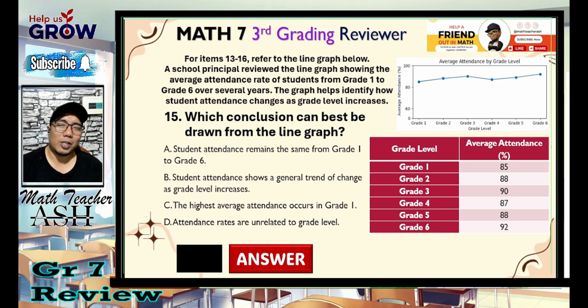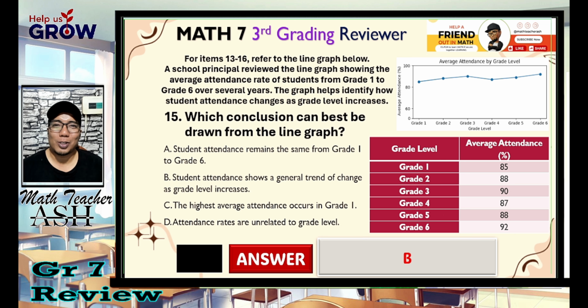Okay, my dear math learners, so as you can see here, we have from 85 to 88, 88 to 90, then it declines somehow, but it increased again and then increased again. So basically, overall, we could say that our line graph is increasing, right? So therefore, the correct answer for this given question is letter B, because it shows a general trend of change which is increasing. Okay, let's check whether we are correct. All right, my dear math learners. Now let us go to question number 16.